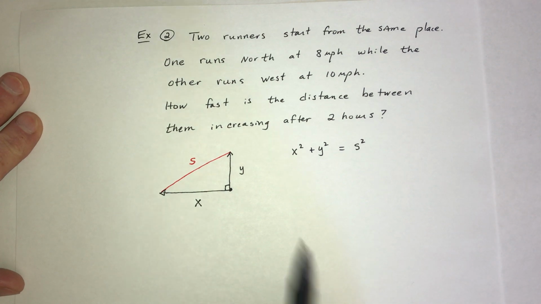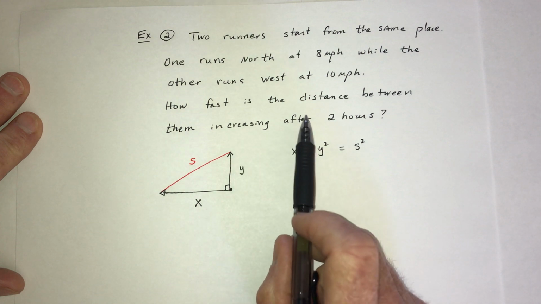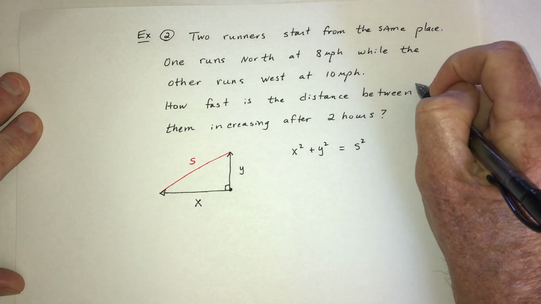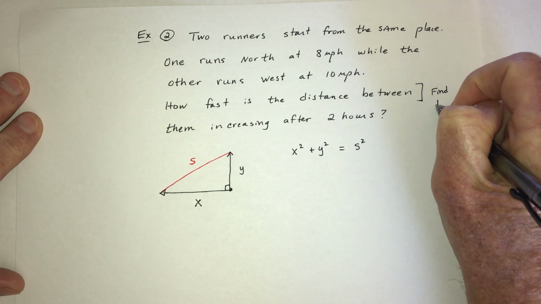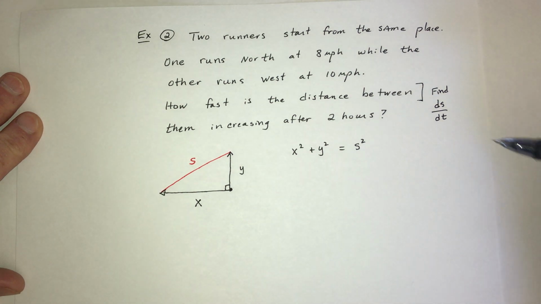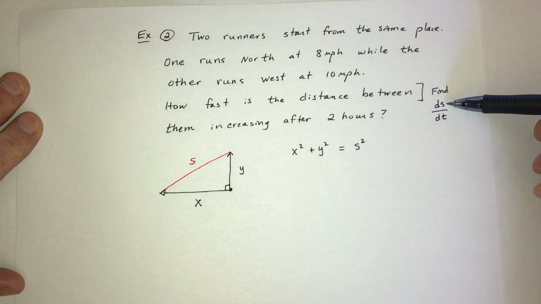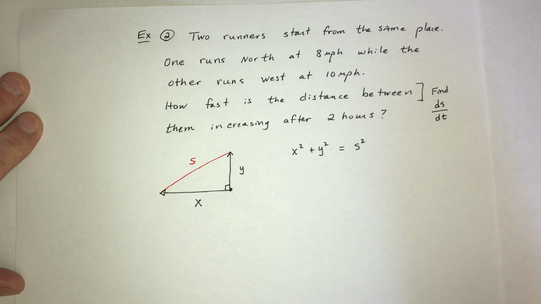Okay. How fast is the distance between them increasing? So this right here is saying find the derivative of s with respect to time. And then this would be in miles, the s, the change in the distance, and this would be time, so this would be in miles per hour. So that's how fast the distance between them is changing.